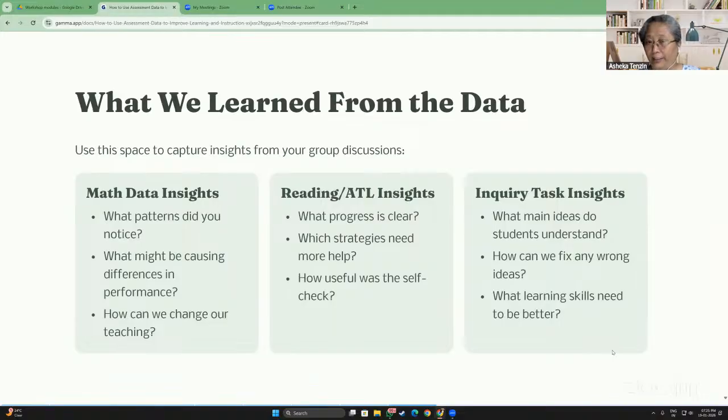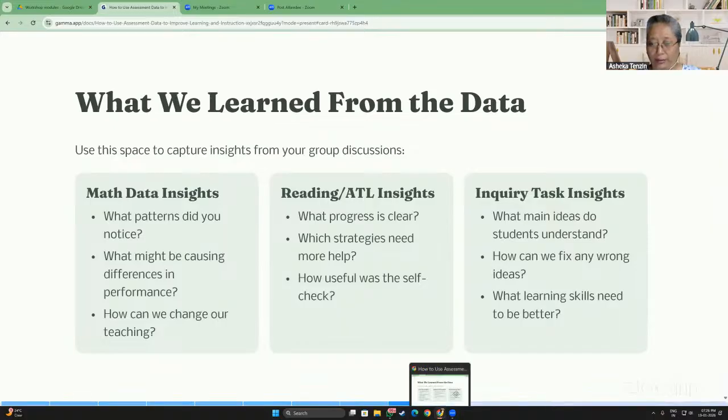Reading ATL skill insights. What progress is clear? Which strategies need more help? And how useful was the self-check? And inquiry task insights. What main ideas do students understand? How can we fix any wrong ideas? And what learning skills need to be better? So these are the questions. Who wants to go to which one? Math, English, and inquiry.